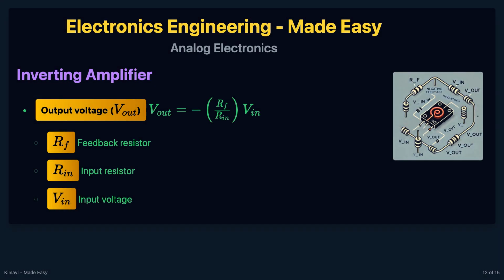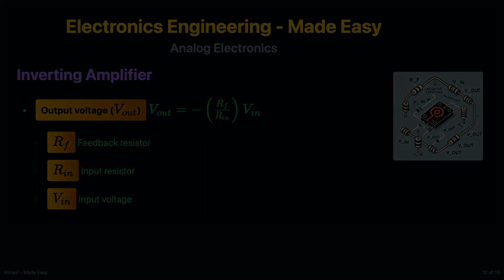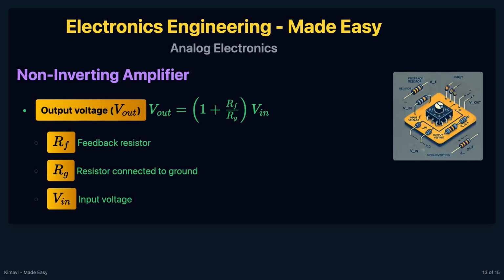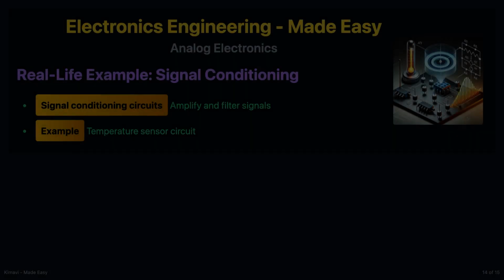In an inverting amplifier configuration, the output voltage Vout is given by the formula Vout equals negative the ratio of the feedback resistor RF to the input resistor Rin, multiplied by the input voltage Vin. In a non-inverting amplifier configuration, Vout equals 1 plus the ratio of the feedback resistor RF to the resistor connected to ground RG, multiplied by the input voltage Vin.